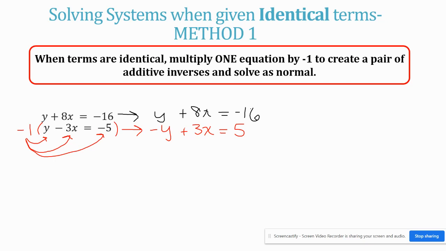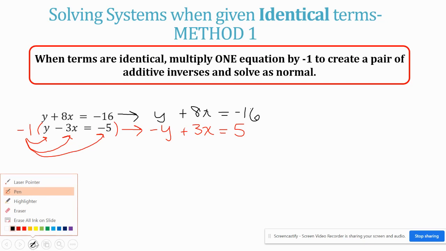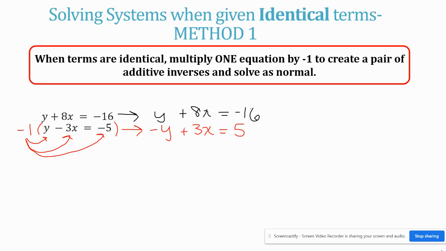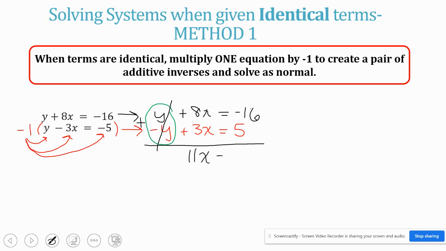Okay, so I just rewrote this equation here. So now we can see we have our additive inverses, and we can solve it like we normally would as we did yesterday. So the next thing I'm going to do is identify my additive inverses, which is this y and this -y. And then I'm going to add these equations together for these to cancel out. That's the goal. So if something isn't canceling out after you do that first step, then something's wrong. 8x plus 3x is 11x. -16 plus 5 is -11.